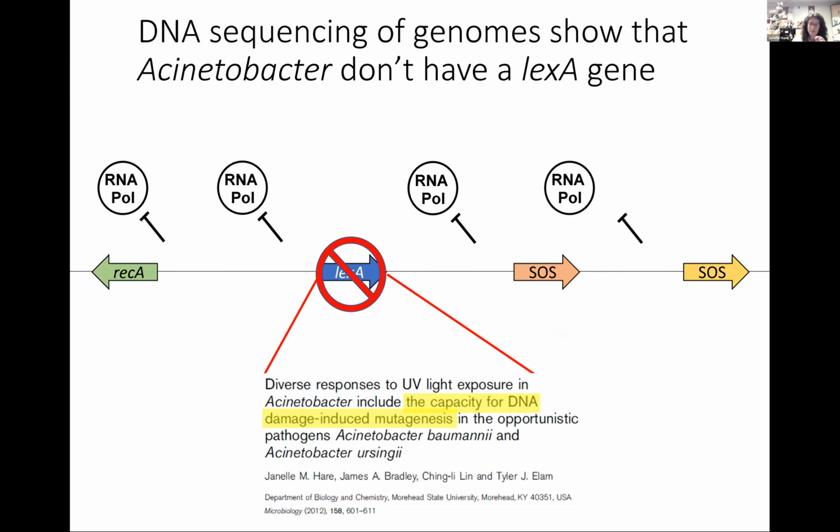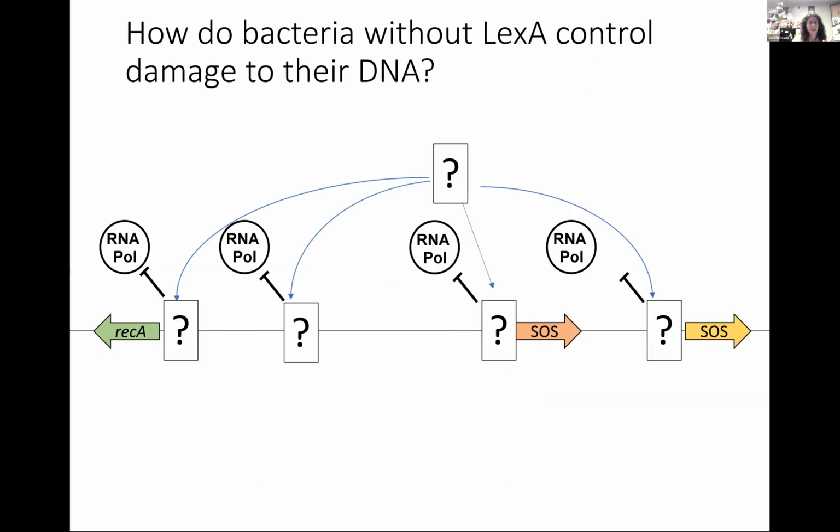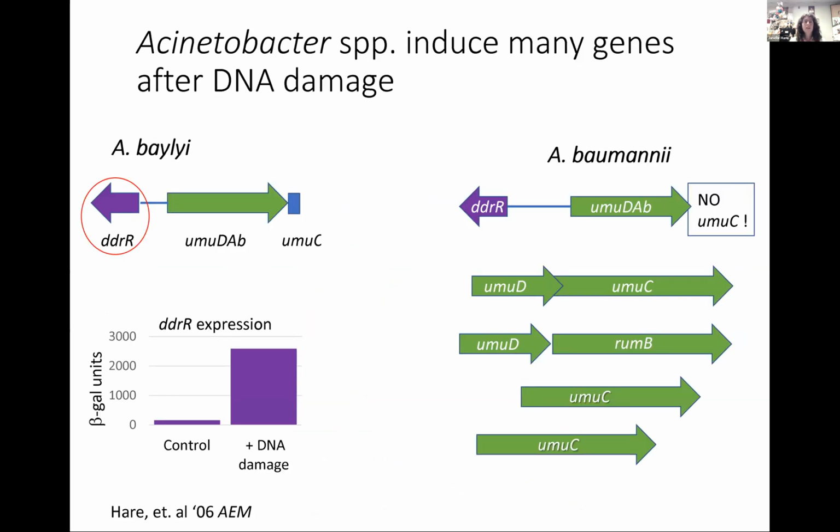Now, we do know that they do have some sort of response because some of these species can do this SOS mutagenesis response process, but there's no LEX-A there. So leading to our question, how do the bacteria in this genus respond to DNA damage without having a LEX-A protein? What do they use in place of it? Well, what we know is that there are more than just UMUD and UMUC and UMUD-AB, all these genes. UMU is named for UV mutagenesis as a gene name.